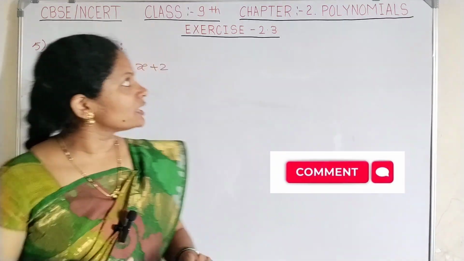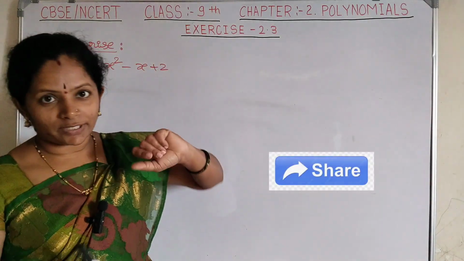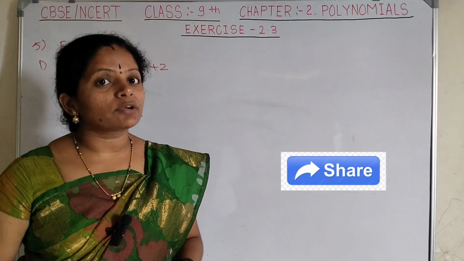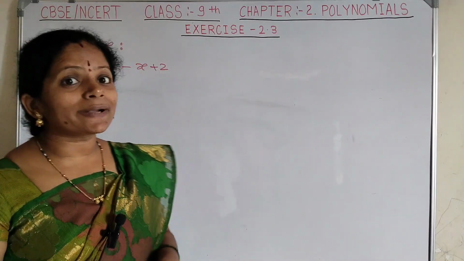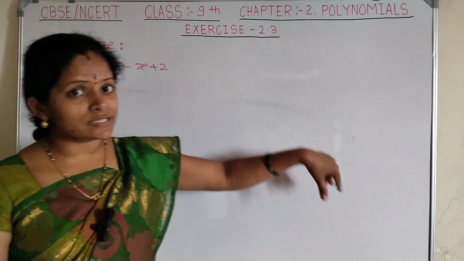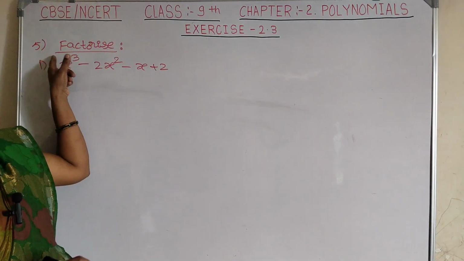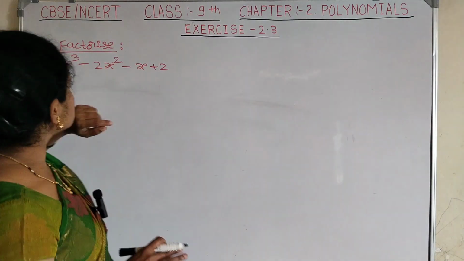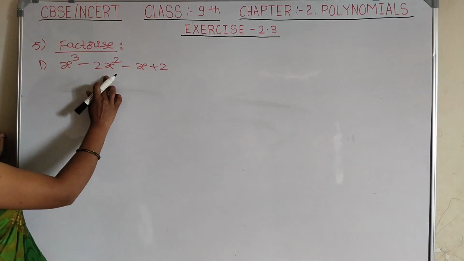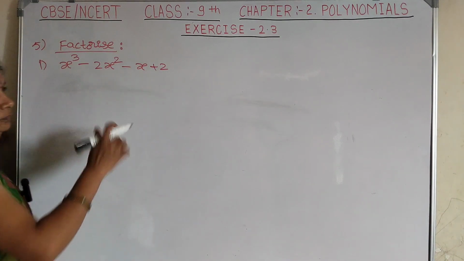We are studying a chapter from the 9th standard CBSE board, Polynomials, and in that we are solving exercise 2.3. Till now we have solved up to question number 4 in the previous video. In this video we are going to complete this exercise, which means we are going to solve the fifth question. The fifth question is: factorize x cube minus 2x square minus x plus 2.